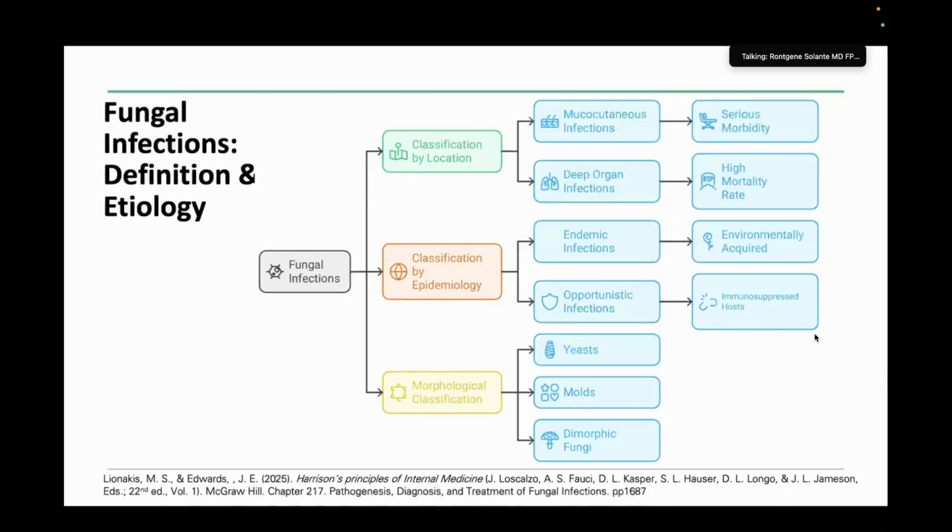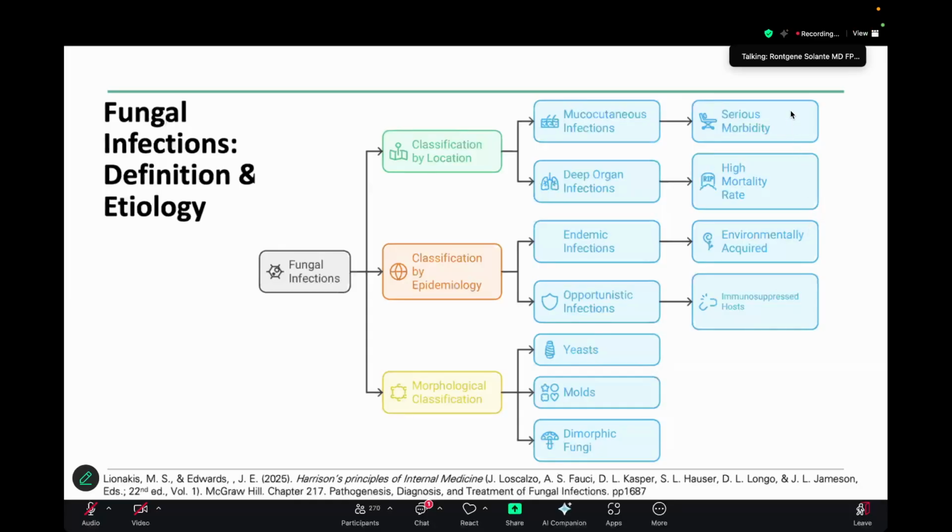Now, to differentiate the endemic infections from opportunistic infections: opportunistic infections are usually caused by fungi that are not in the environment, but some of them are usual commensals in our body. Because of a decreased immune response, especially for those who have malignant conditions, including HIV, we call it an opportunistic infection. So they only cause symptoms and severe infection once the immune system of an individual is down. Okay, so that's the opportunistic infections.